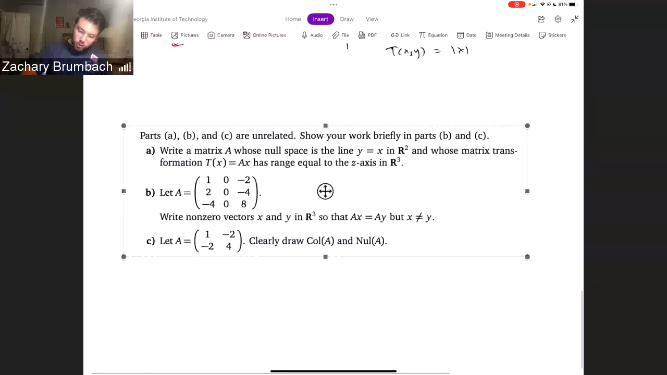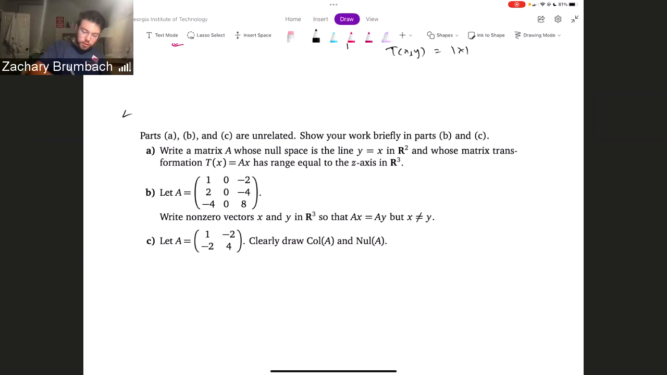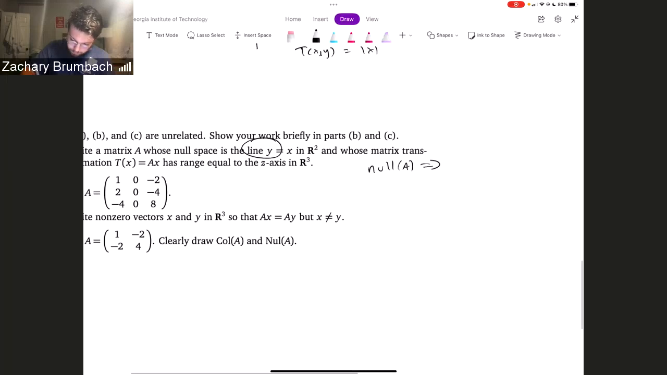Okay, so it comes in 3 parts. Let me just double check. Yep. The first question says a matrix A whose null space is the line y equals x. If it's equal to the line y equals x, that's the same thing as the vector 1, 1. And we don't like x1 to be free, so let's call x2 free, because it's in R2.